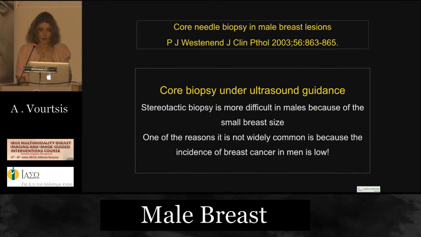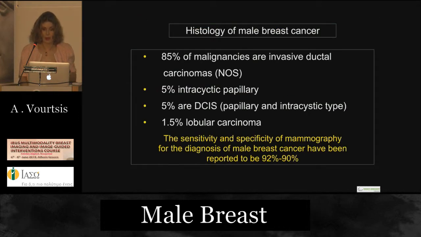So core biopsy can be performed easily under ultrasound guidance. Stereotactic biopsy is more difficult in males because of the small size of the breast. And one of the reasons it is not widely common is because the incidence of breast cancer in men is very low. In most of the cases, malignancies in the male breast are invasive ductal cancers. Rarely, there are lobular carcinomas, less than 1.5%. Intracystic papillary carcinoma may present as a simple cyst with a small solid component, and DCIS, papillary and intracystic type, can also be present in males.